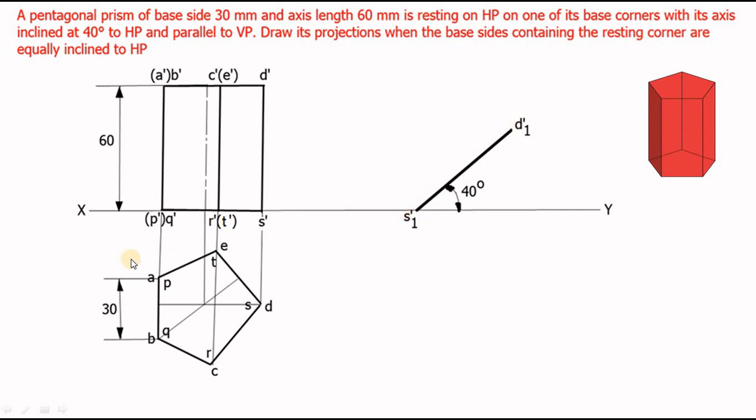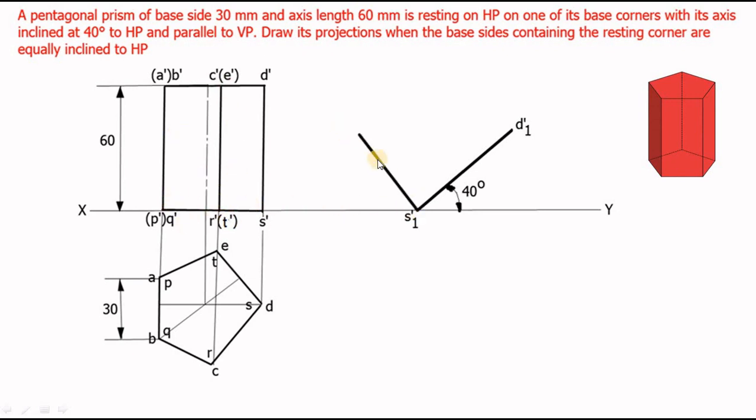That is S1 dash and D1 dash. That will be this line. Okay, so it is perpendicular to this line. So draw this line, provided the length of that line should be the length of P dash S dash in this particular front view. Clear? So this length will be equal to this length.